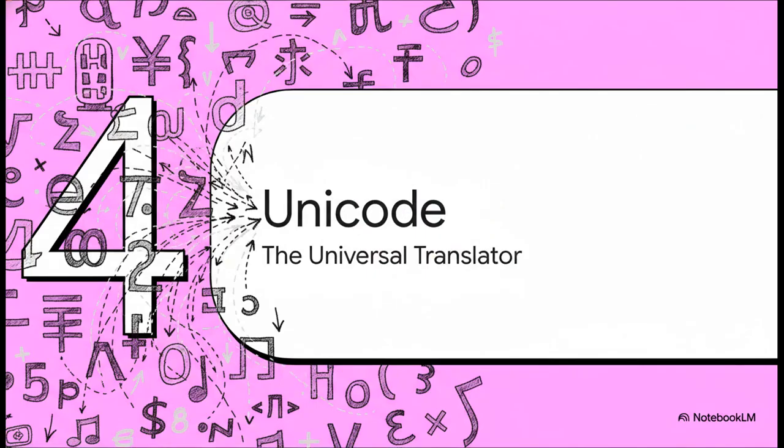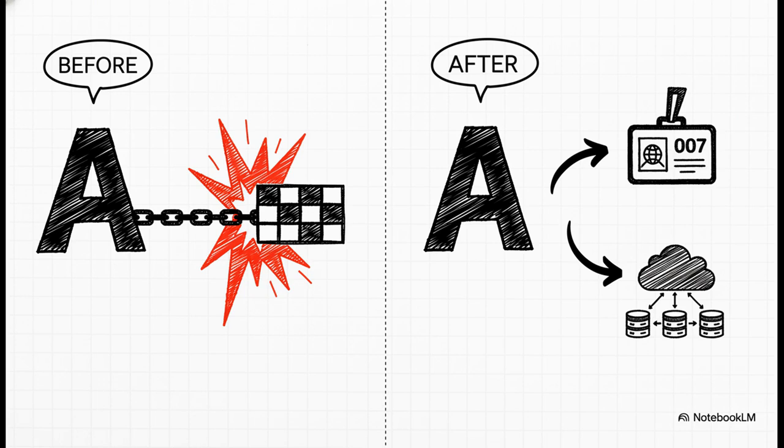So clearly, the world was desperate for a single universal system. We needed a master plan, something that could handle every character from every language, both past and present. And that system is called Unicode. And this is where the big, revolutionary idea comes in, the one that changed everything.